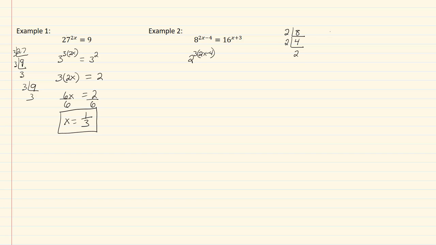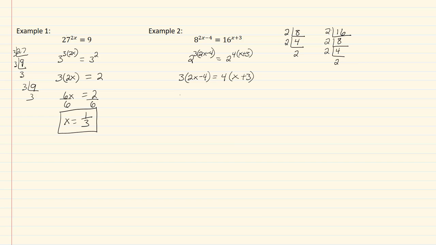Let's do the same thing for 16. I'll start with 16. It's divisible by 2, which would leave me 8. 8 is divisible by 2, which would leave me 4. 4 is divisible by 2, which would leave me 2. So 16 is going to be 2 to the fourth power. And again, I'll use parentheses and just write down what was already in the exponent. So now that I have the same base, I can drop those. And I'll have 3 times 2x minus 4 equal to 4 times x plus 3.